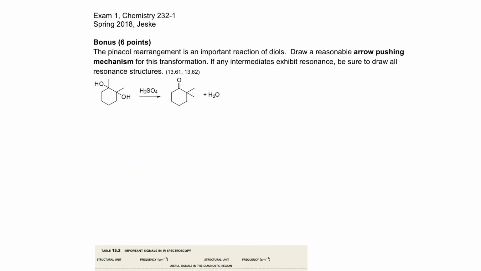Finally, we're on the bonus question. This is another fun with acid. Hopefully you recognize that. Whenever you're faced with a fun with acid, remember, protonate. That's all you need to do, protonate. So let's protonate one of these OHs using our strong acid. Let's see where that gets us. Well, whenever we protonate an alcohol, we have a good leaving group. And if that's a tertiary alcohol, maybe we should just lose it.